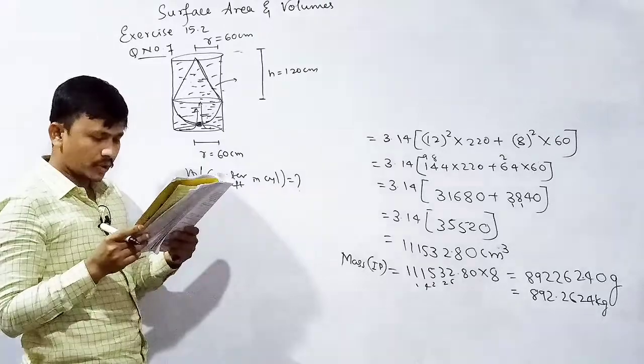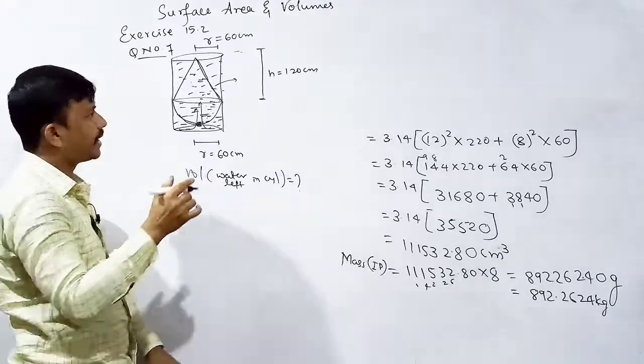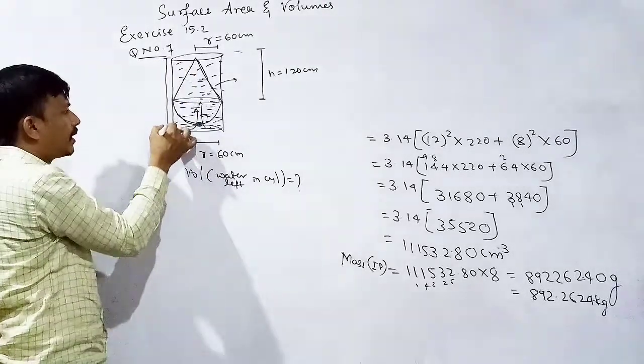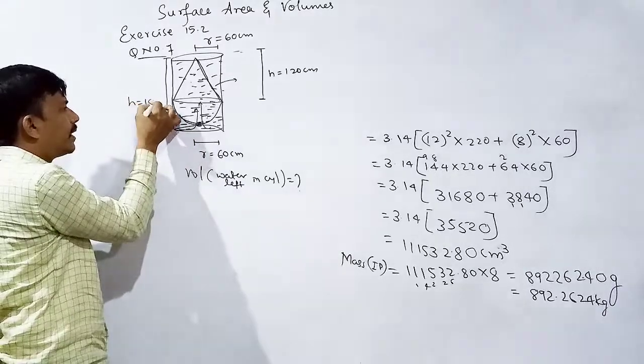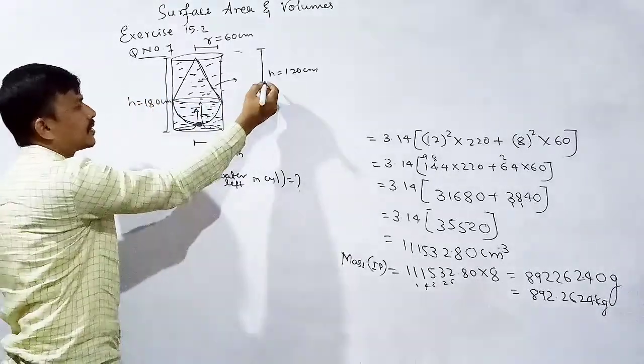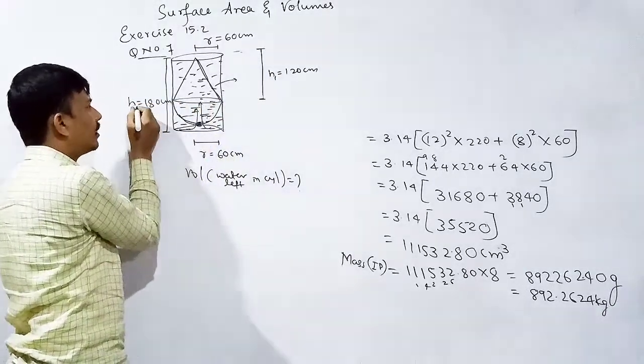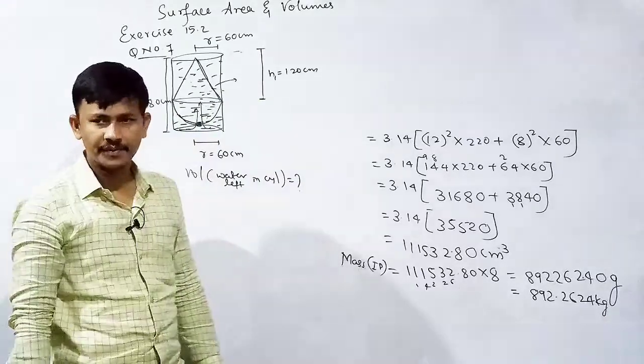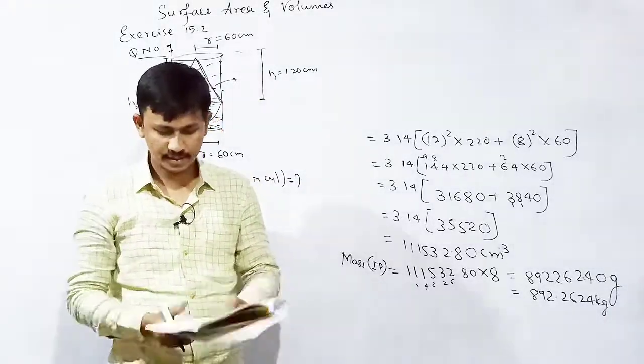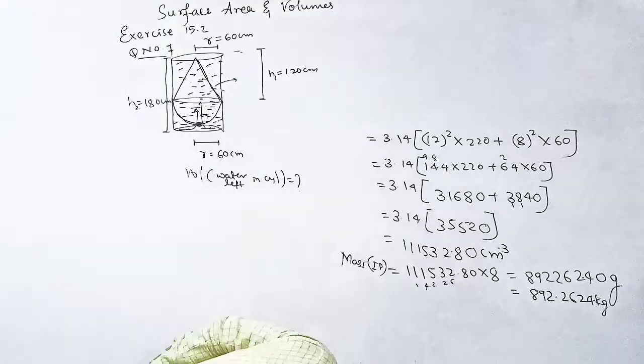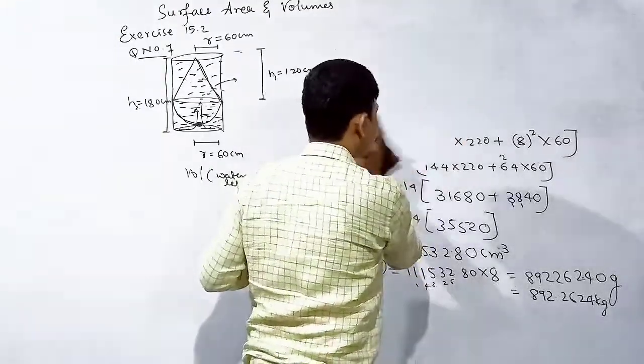Then the total height of the cylinder is 180 centimeter. Total height H is equal to 180 centimeter. Consider this one as H1 and H2. Correct? Okay. What is the solution here? How do you find out the solution?